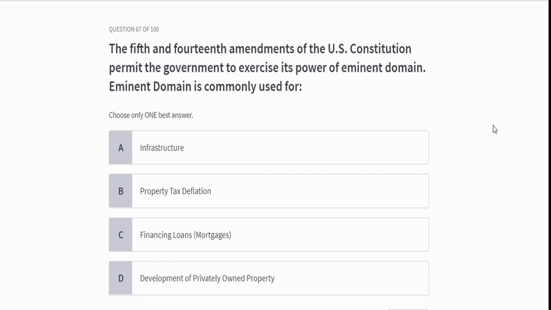Alright, 67. The 5th and 14th Amendments of the U.S. Constitution permit the government to exercise the power of eminent domain. Oh, remember we talked about that last video? Eminent domain is commonly used for what? So A, infrastructure, B, property tax deflation, C, financing loans or mortgages, and D, development of privately owned property. So go ahead and come up with your answer.